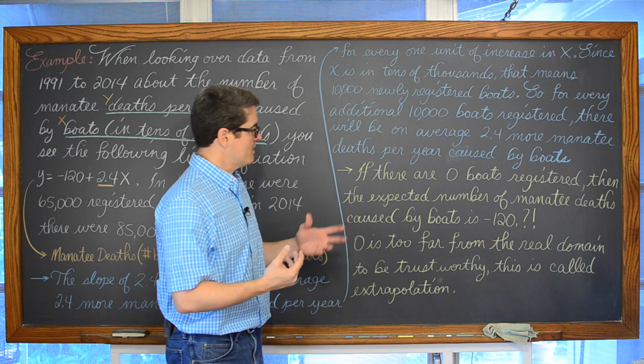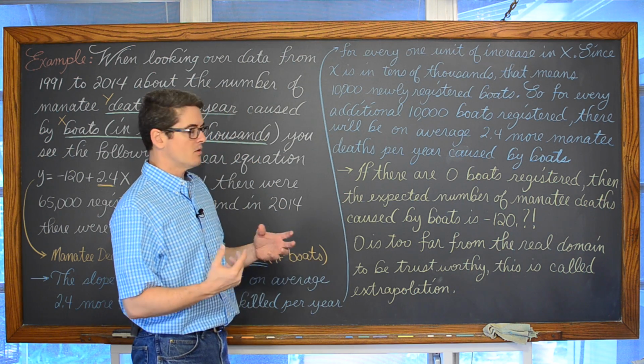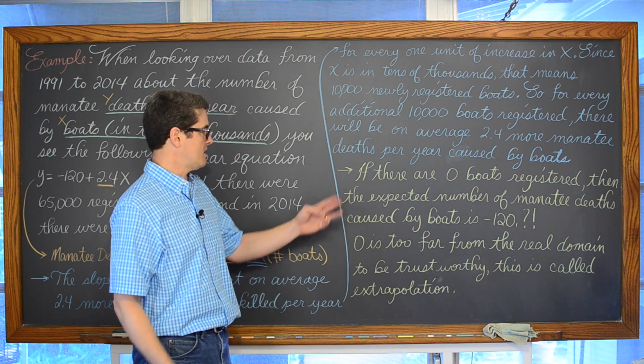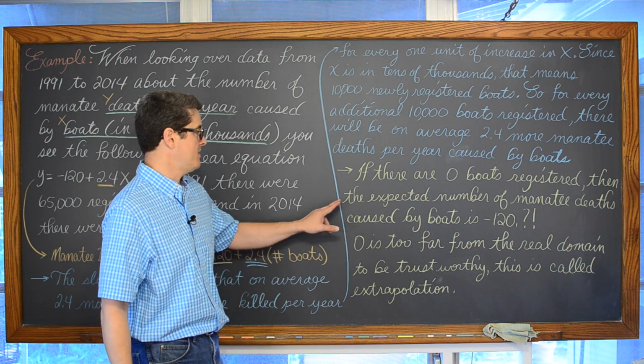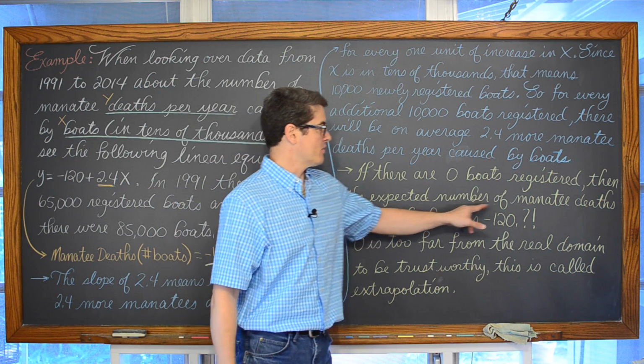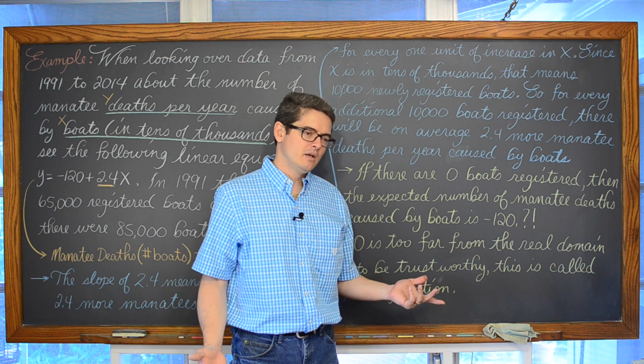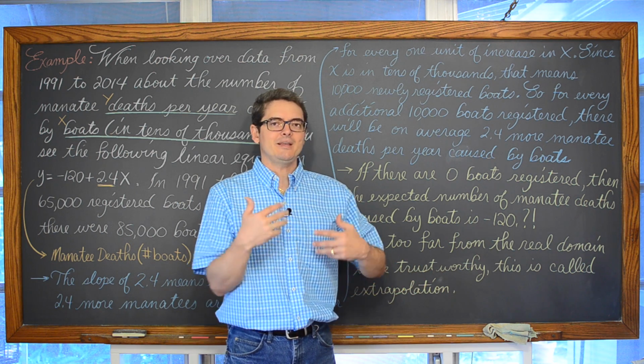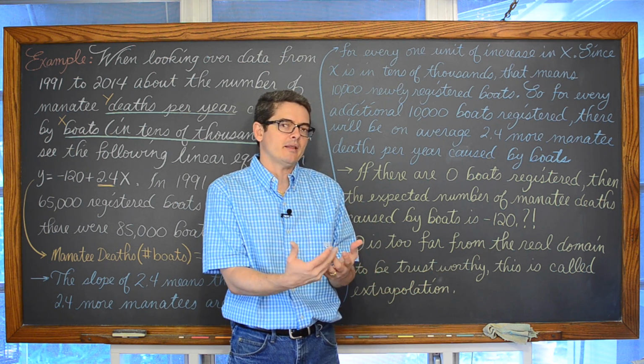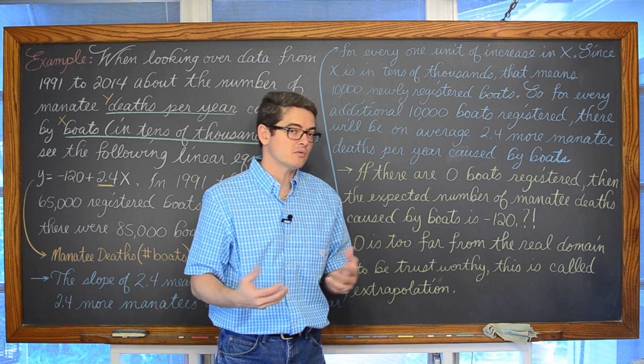And an x value of 0 is very far away from that, so we can't really have much trust in what it's going to tell us. If there are 0 boats registered, then the expected number of manatee deaths caused by boats is negative 120. Well, first of all, how is any manatee going to be killed by, say, a boat propeller if there's no boats in the water?